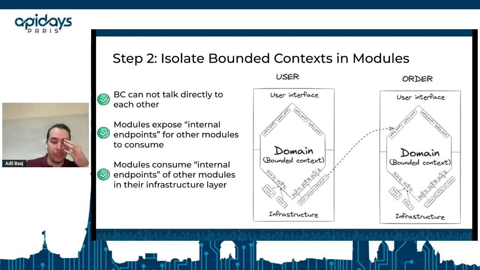In order to organize cross-module communication, we don't want the domains to be communicating directly with each other, since we want each module to consider the other modules as belonging to the outside world. That's why one module can expose what we could call internal endpoints, which are basically functions or classes that can be used by the other module, but on the infrastructure layer, so that we can consider this other module as belonging to the outside world.